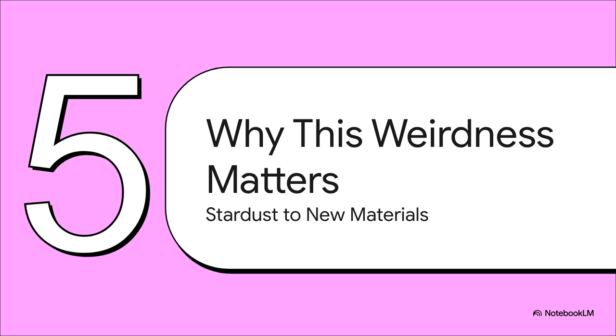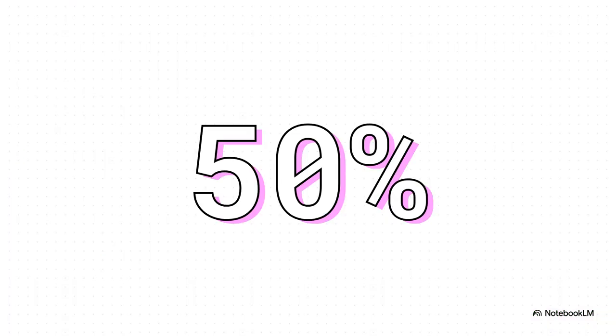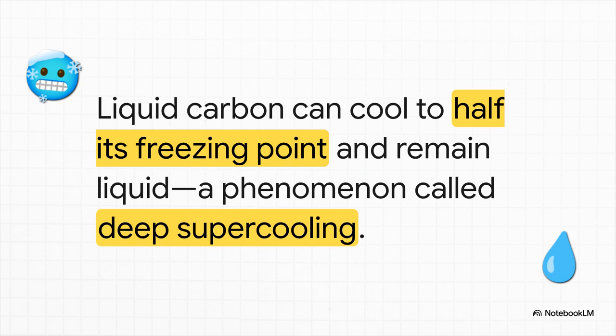But what's really amazing is that in the process of solving the stardust puzzle, the researchers uncovered something even more profound about the fundamental nature of carbon, something with huge implications way beyond just astronomy. Take a look at this number, 50%. What in the world does that mean? Well, this number is the key to an even bigger discovery that came out of all this. It reveals just how fundamentally weird carbon is and points to a world record it holds in material science.